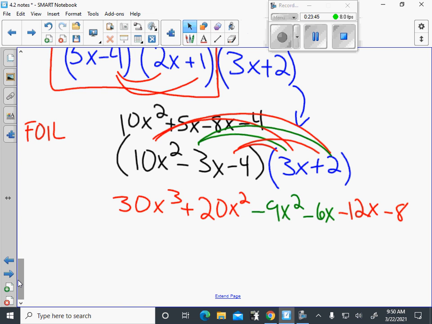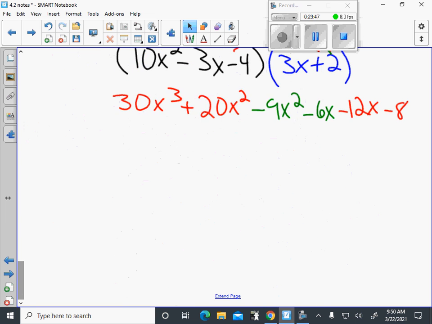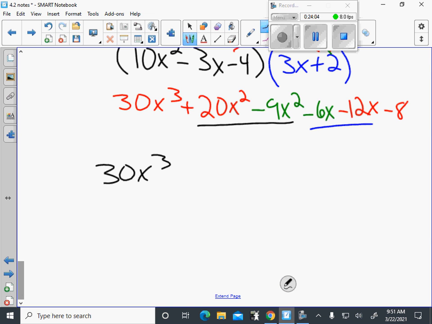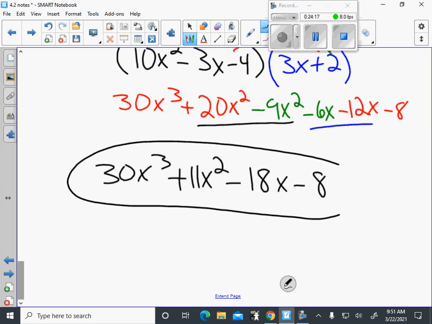Finally, combine like terms down here. Well, what do we have for like terms? We have those 2. And we have those 2. Combine those. Okay. 30x to the third, that stays the same. 20x squared minus 9x squared, that's 11x squared. Negative 6x minus 12x, that's negative 18x, and then minus 8. There's our final answer. And you guys should be pros at all 3. Difference, sum, and product.